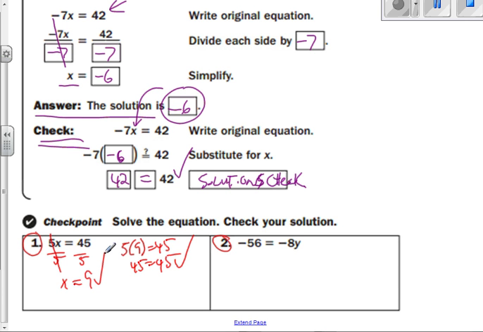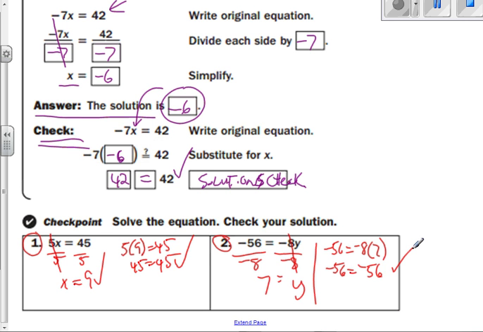Then if I look at number 2, I've got negative 56 is equal to negative 8y. I'm going to divide both sides by negative 8. The negative 8s will equal 1 on the right-hand side. You are left with just y. And then negative 56 divided by negative 8 would give me a positive 7. If I do our check real quick, negative 56 is equal to negative 8 times a positive 7. Negative 56 is equal to negative 56. Both sides equal each other, so I know that my solution y is equal to 7 is correct.